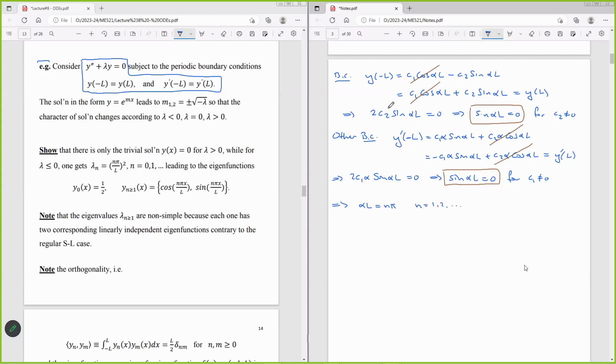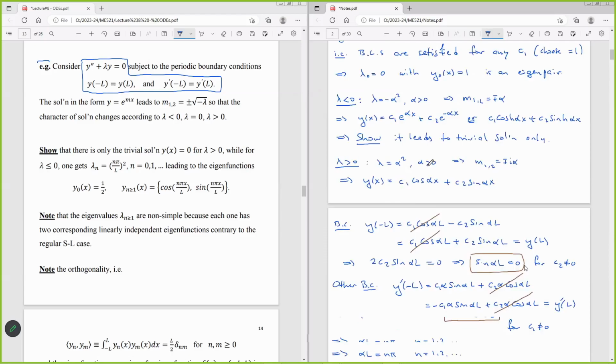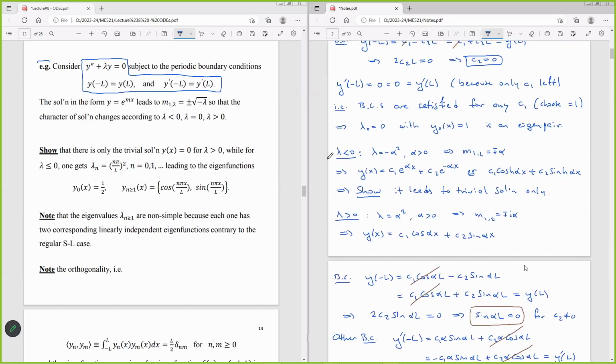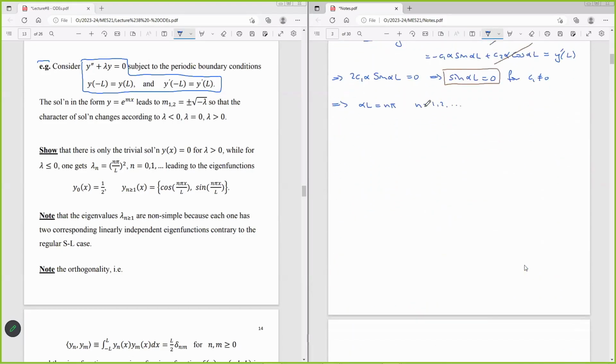Remember, alpha is assumed positive, right? So that's why n equals 0 is not included. Actually, n equals 0 is already included above, right? The lambda 0 case is actually for n equals 0. Remember? Index 0. So we have it. All right, so what do we have? We have alpha n to be n pi over L. By the way, you can also write this as 2n pi over 2L. This is just telling us that we have 2L periodicity, okay?